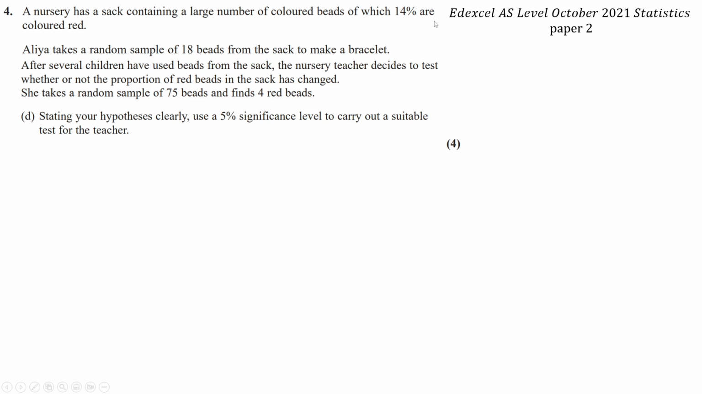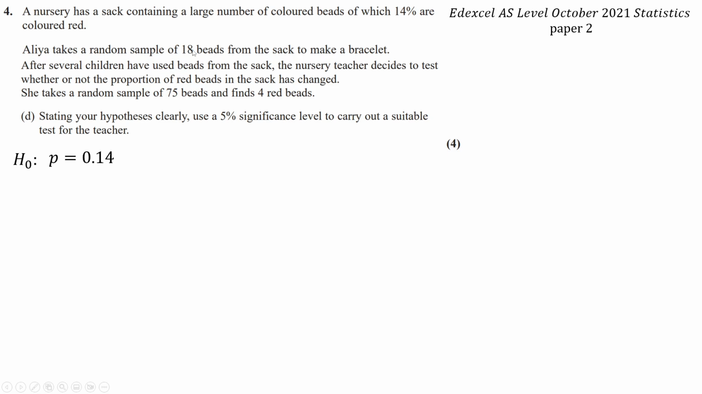Let's look at a two-tailed test question. This is from an Edexcel paper. A nursery has a sack containing a large number of coloured beads, of which 14% are coloured red. So H0, what we're assuming to be true by default, is that the probability is 0.14. You just do this from the get-go.